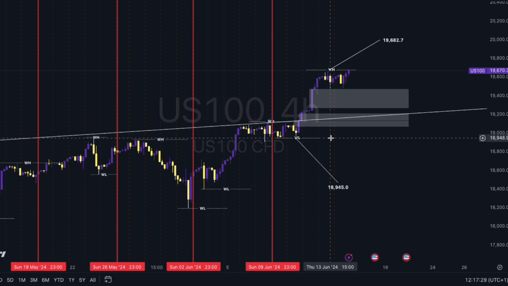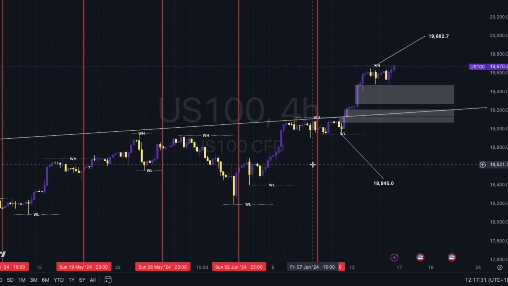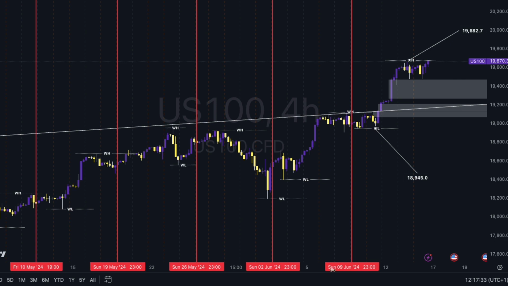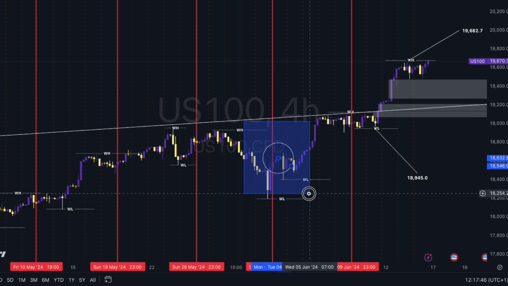But however, we're getting pin hammers. So what do I mean by pin hammers? I would say pin hammers would be something like this. So let me just draw a little bubble around here. So you see how these candles look? These ones over here, how they look, right? Really small. Let's just zoom in.